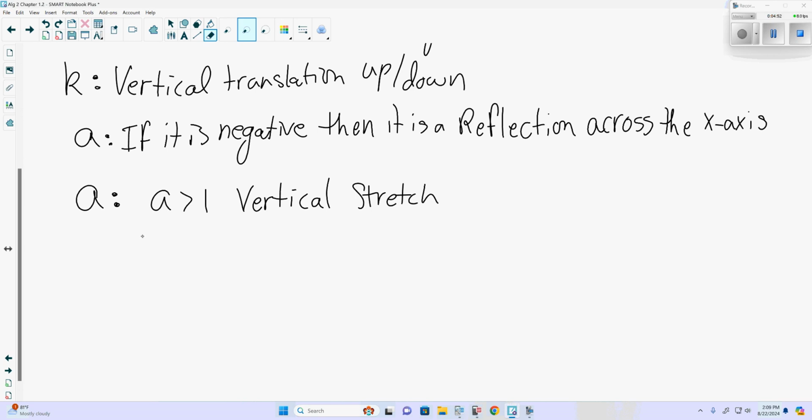Now, if 0 is less than a is less than 1.